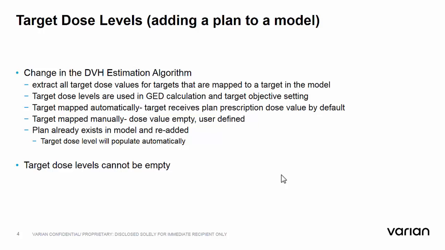If the plan target cannot be automatically mapped to a model target, but is manually mapped in the dialog, then the initial value for the target dose is empty. The target dose is shown only for structures that are mapped to a target in the model. All target dose values need to have valid values for the plan to be added to the model.